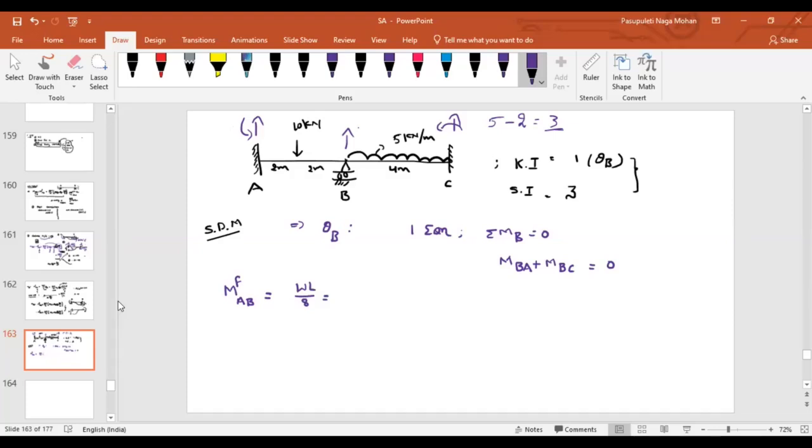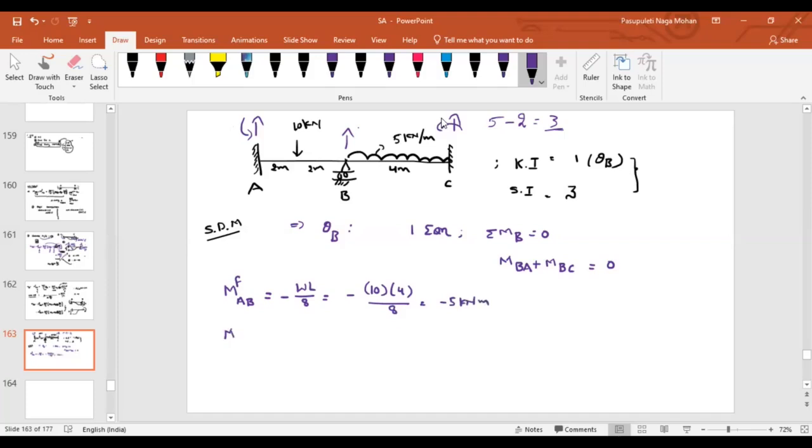Clockwise or anti-clockwise? Okay, it will be anti-clockwise. According to our sign convention, anti-clockwise is negative. So minus load 10, and the length is 4, divided by 8. I think this calculation we can find out easily.